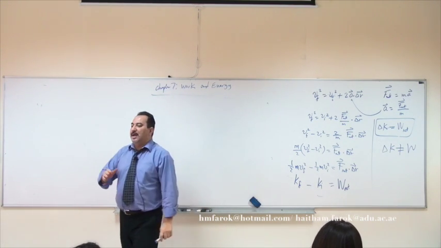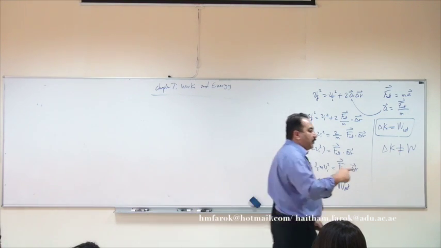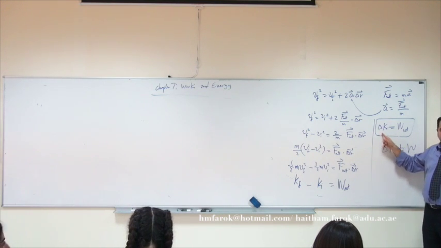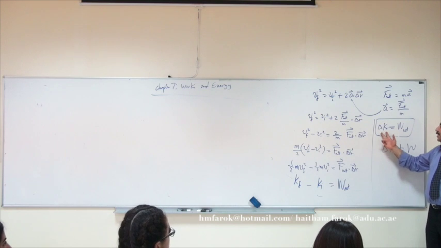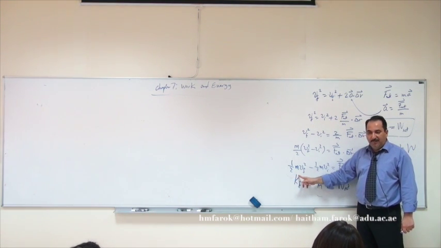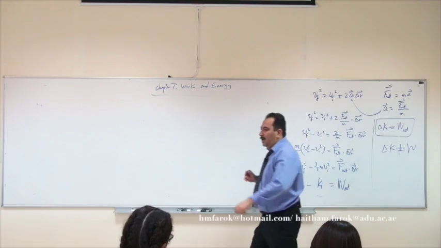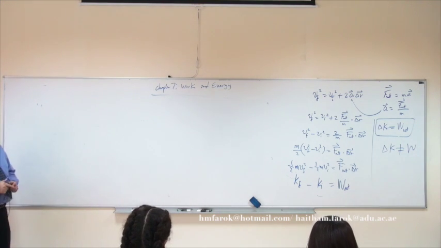So now we learn a second method of finding W net, because this is the first method. How do you find W net? You have to know what's the change in kinetic energy. And how do you know how much is the change in kinetic energy? Go back and find half m v squared final minus half m v squared initial. The second method of finding W net is not by knowing the delta K.